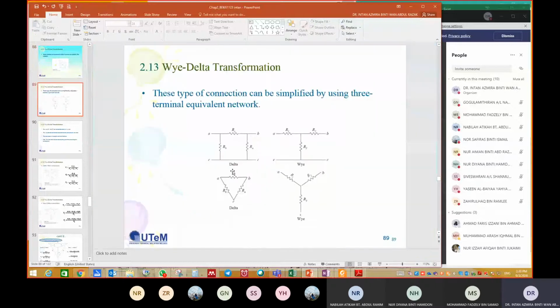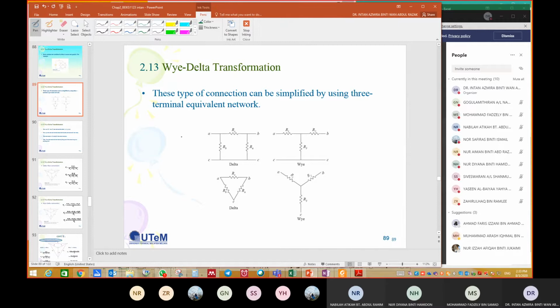So this is a delta connection. This is RB, this is RC, this is RA. This is point A. Point A is here. This is A.